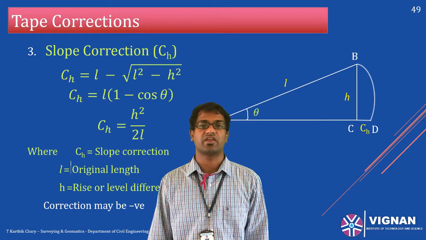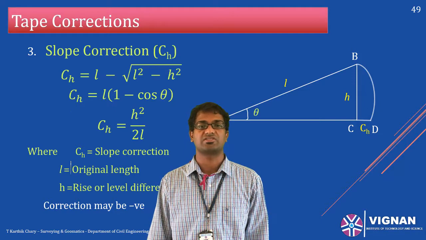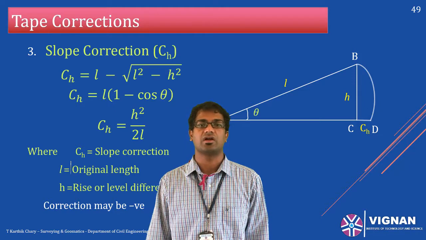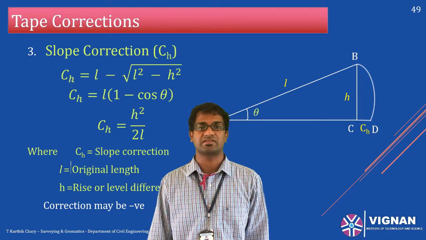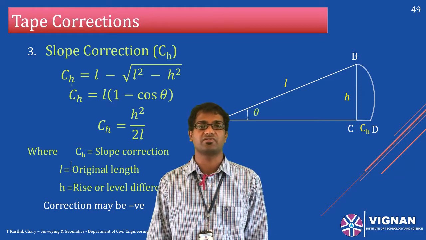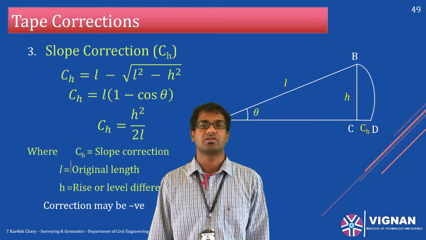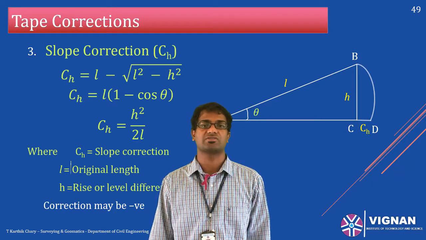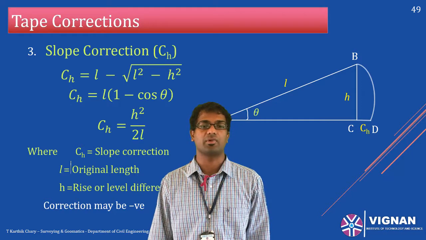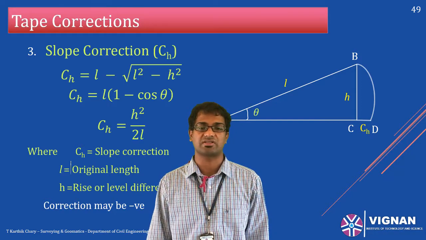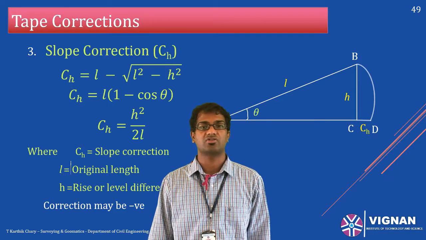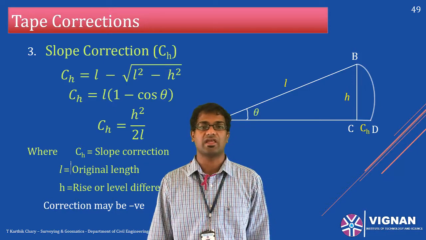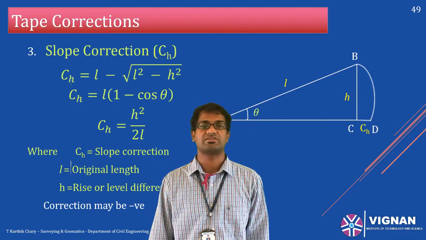Slope correction, we have 3 equations. If you know the height, then the slope correction Ch is given by L minus the square root of L square minus H square. If you know the inclination of the slope, then the slope correction is equal to L minus L cos theta. If you take L as common, then it is L into 1 minus cos theta. You also have another equation. If you know the length and height, Ch is equal to H square by 2L, which is empirical.